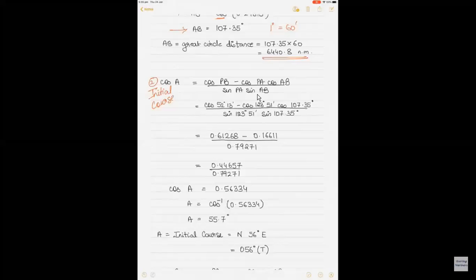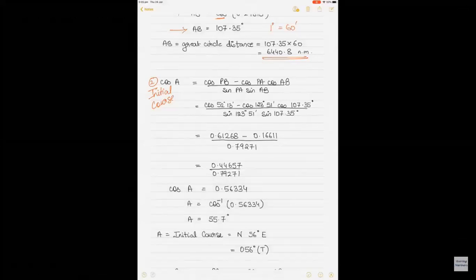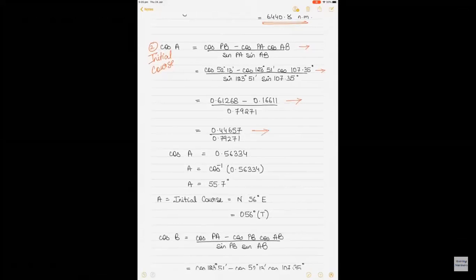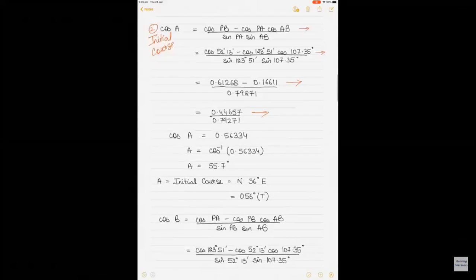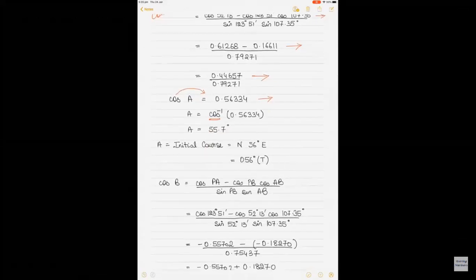So now we need to find cos A, that is the initial course. So again, we put in the cosine formula and we get A equal to 55.7 degrees. So now we need to determine the quadrant. To determine the quadrant, we need to go to the diagram, and also it should be matching the answers. And then we go to the diagram to determine. So we can see from the diagram it's northeast.